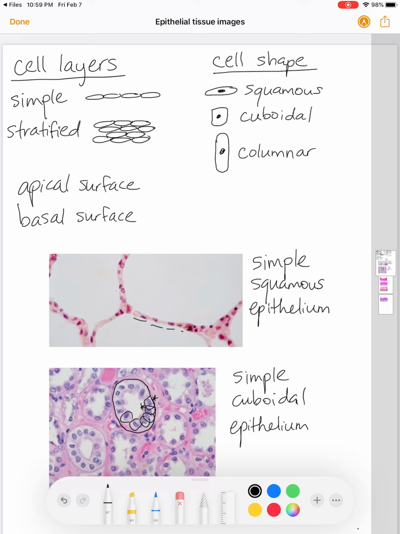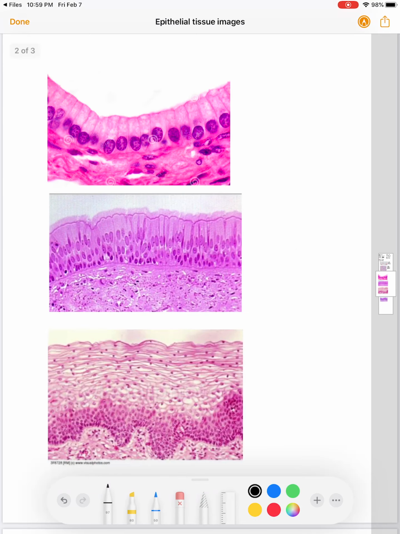Now this type of epithelium is found in your kidney tubules, and also a lot of the glands are made of this type of epithelium. So this one is going to be very good for secretion and absorption of substances.